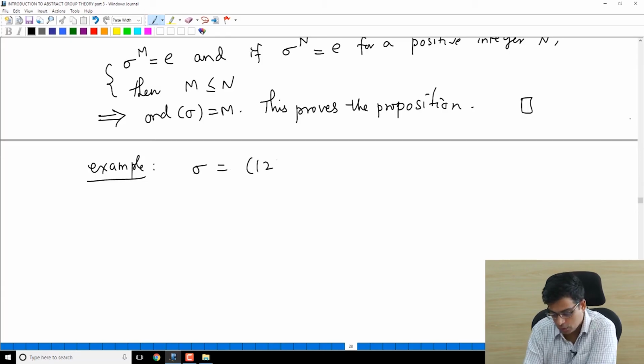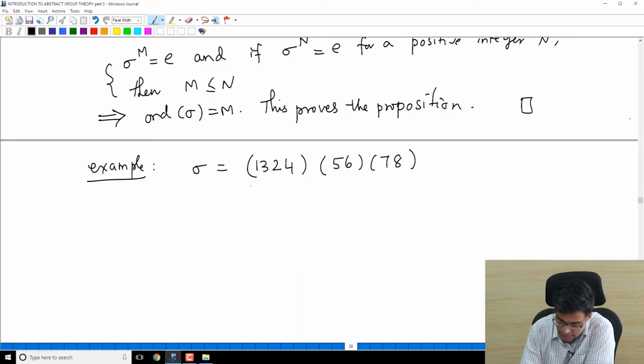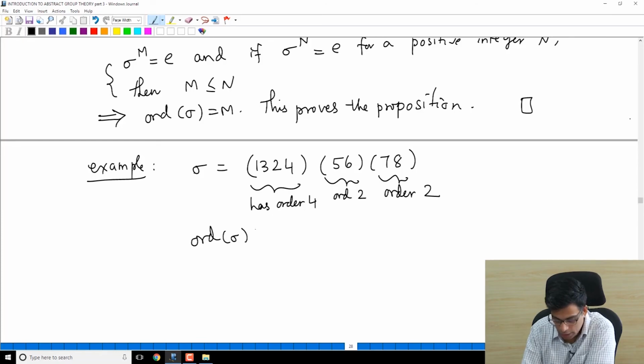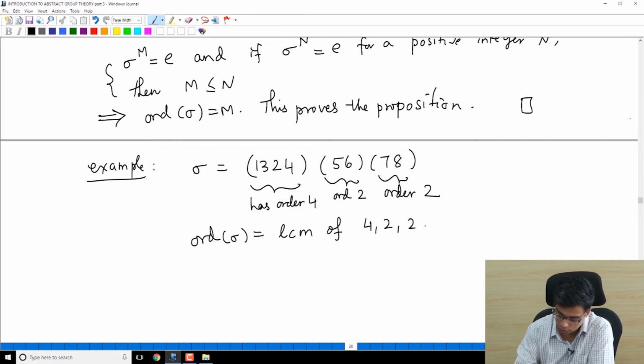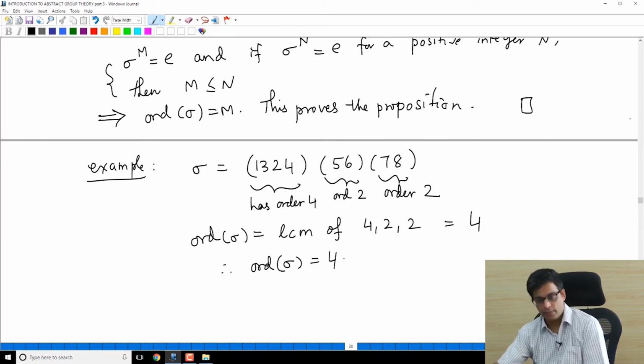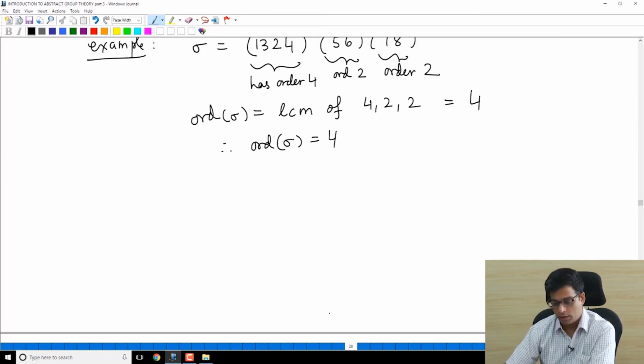So for example, take the element we started with in the video, (1 3 2 4)(5 6)(7 8). This has order 4, order 2, order 2. So what is the order of sigma? And recall that these are disjoint cycles, which is important. So the order is the LCM of 4, 2, 2, which is 4. So the order of sigma is 4. So as I said, it's important that the cycles are disjoint.